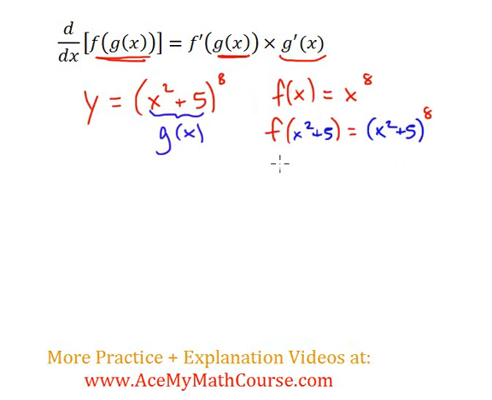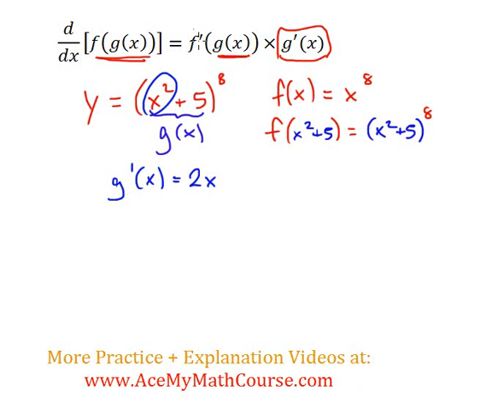Great. Now, let's find g prime of x. And g prime of x will be quite simple. All we need to do is to take the derivative of the inside function. So g prime of x will be, now what is the derivative of x squared? Just 2x, right? The derivative of a constant is 0. So g prime of x is just 2x.